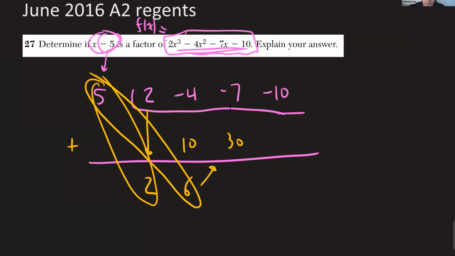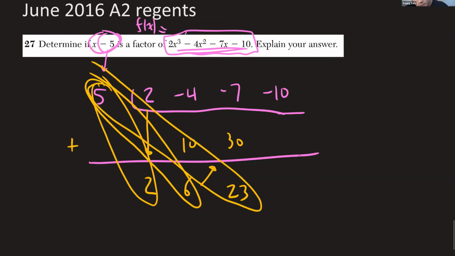Then you add these two numbers, negative 7 plus 30, which gives you 23. Then you multiply 5 and 23. What is that? 115. You put 115 here, and then you add this. Hopefully I didn't make a mistake. All right, and this is going to be 105.